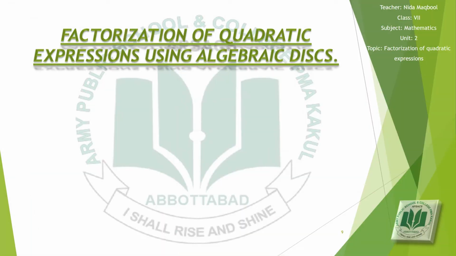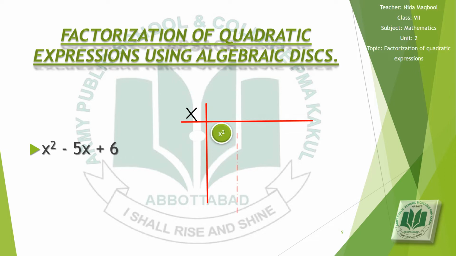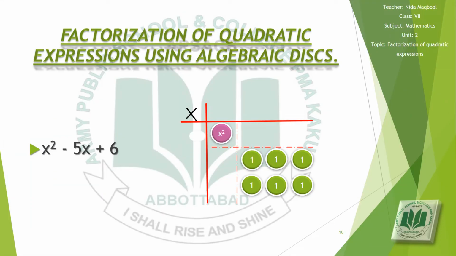Let's discuss this method for another quadratic expression, x squared minus 5x plus 6. First, we will draw a rectangular array. Now placing disks in their appropriate regions. X squared will be placed at the top left and 1 disks will be placed at the bottom right region. Now we put in 5 minus x disks to form the rectangle.